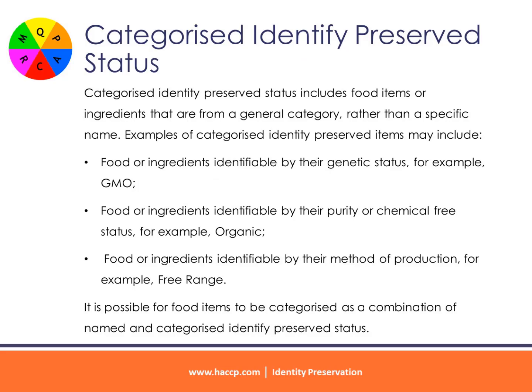Categorized identity preserved status includes food items or ingredients that are from a general category, rather than a specific name. Examples of categorized identity preserved items may include food or ingredients identifiable by their genetic status, for example, GMO. Food or ingredients identifiable by their purity or chemical-free status, for example, organic. Food or ingredients identifiable by their method of production, for example, free range. It is possible for food items to be categorized as a combination of named and categorized identity preserved status.